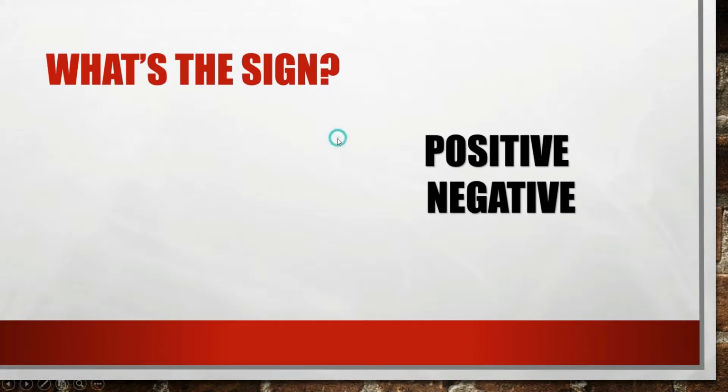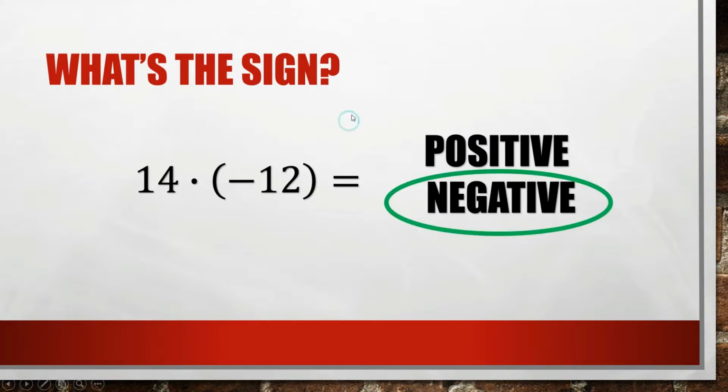Okay? So let's look at some problems here. We're not actually going to do the calculations. I just want you to figure out, is this positive or negative? So here, 14 times negative 12. This is a positive times a negative. Let's take time to think real quick. This is a negative answer. One positive, one negative is a negative.